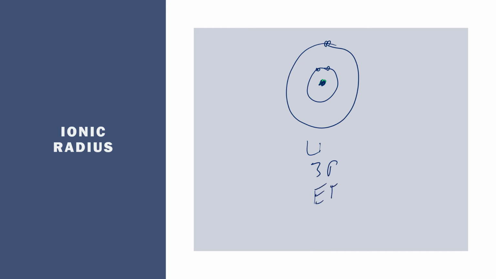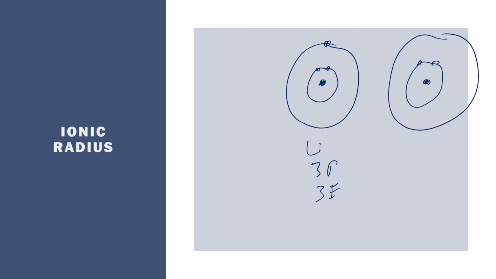Okay, so now let's talk about ionic radius. This doesn't come up a whole lot, but it does have an effect on the radius itself. So if I have a neutral atom of lithium, lithium has 3 protons and 3 electrons. Oops, I wrote EE, 3 electrons. Now, if I were to make an ion of lithium by adding an electron, it still has 3 protons, but now it has 4 electrons, and it would have a negative charge.